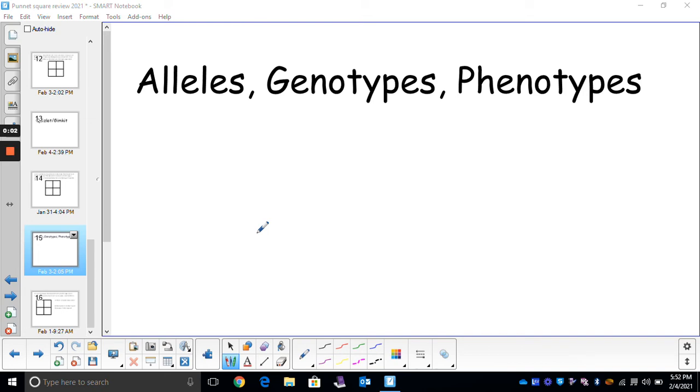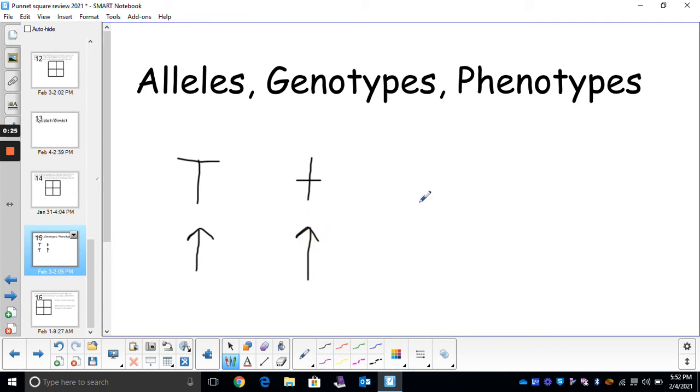All right, kiddos, just a quick review on alleles, genotypes, and phenotypes in Punnett squares. Alleles are different forms of a gene. We know Mendel had tall genes and short genes with his pea plants. We always use a capital letter for tall and a lowercase letter for recessive alleles.